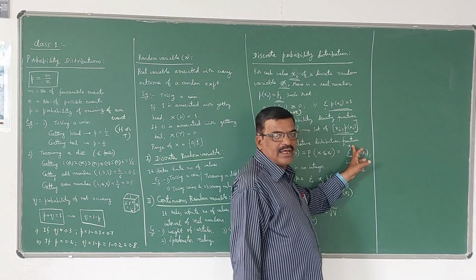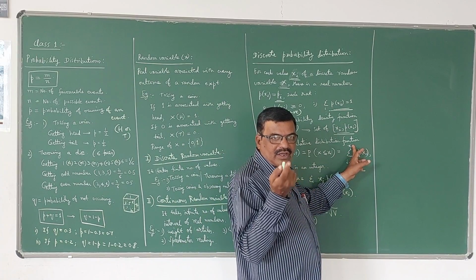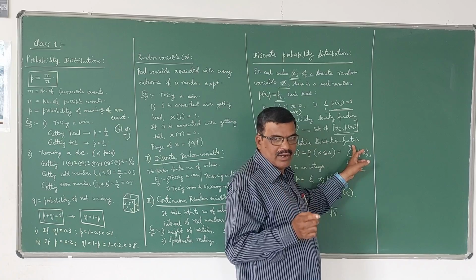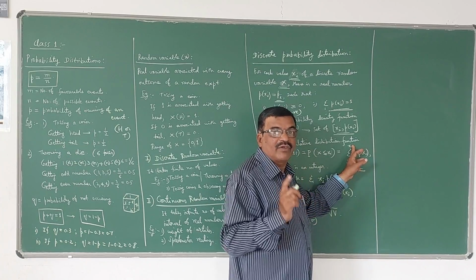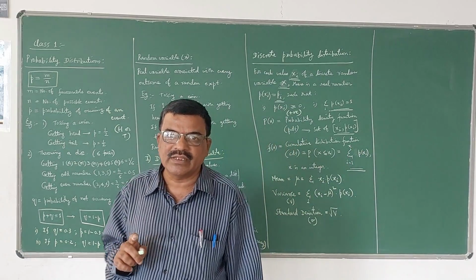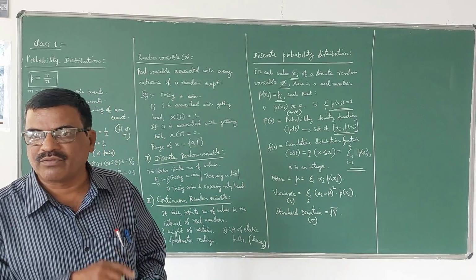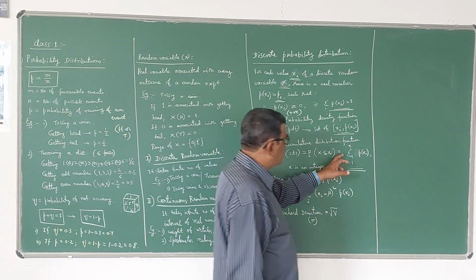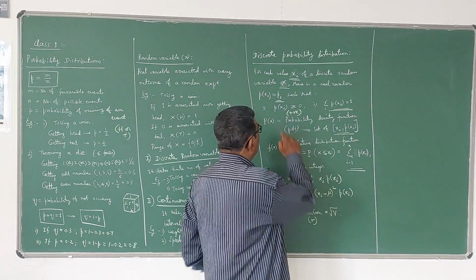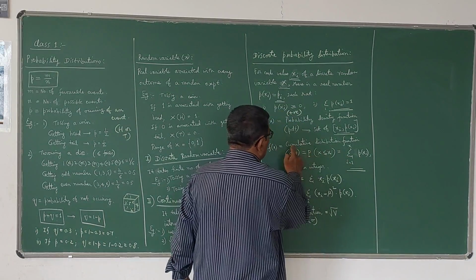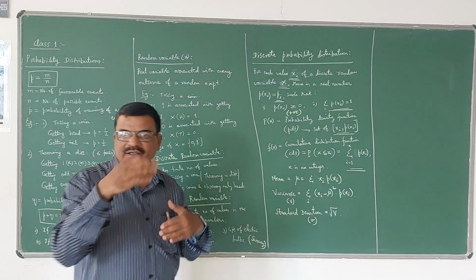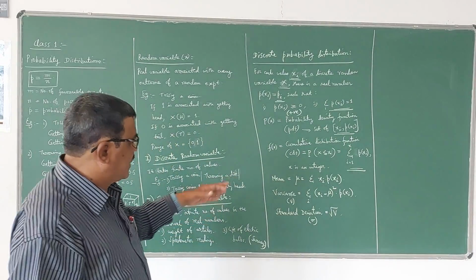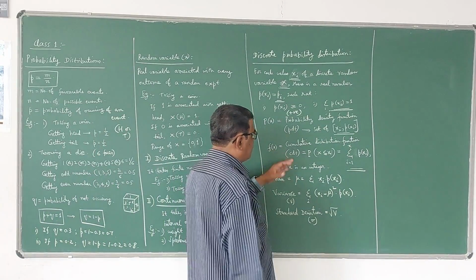It cannot be a real number. It can be a real number, but it can be a fraction. So integer means 0, 1, 2, 3, 4, 5. They are called as integers. So when x is an integer, the summation of this itself is called as cumulative. Cumulative means adding. So it is called as cumulative distribution function.